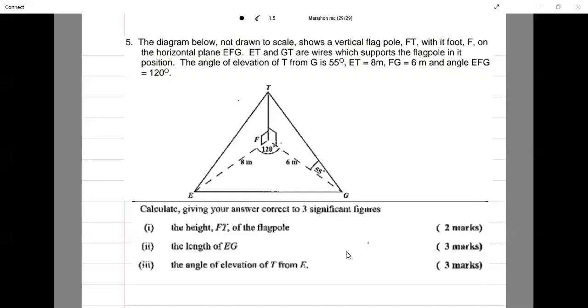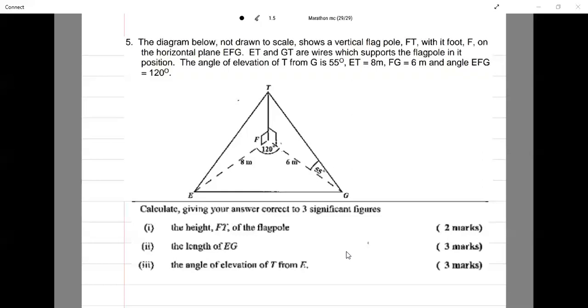You can see that in the diagram. ET is 8 meters, FG is 6 meters, and angle EFG is 120 degrees. So all that information can be seen in the diagram. You didn't have to put in anything new.